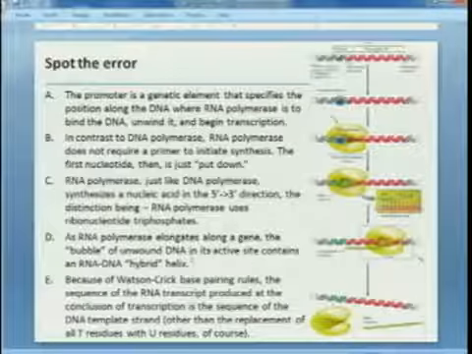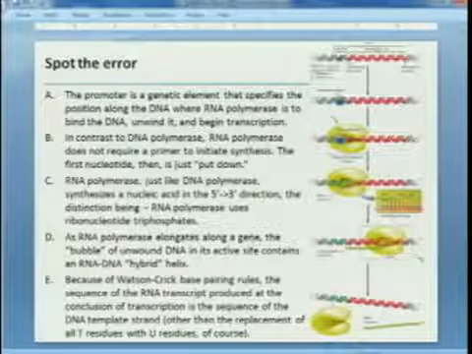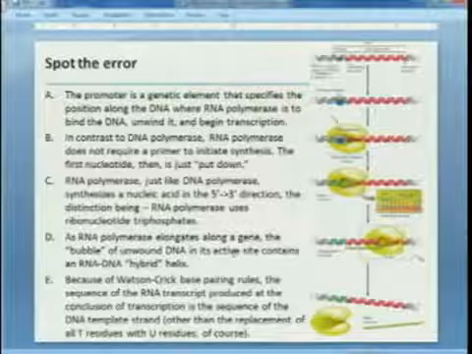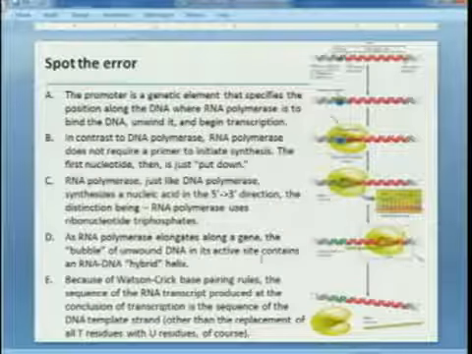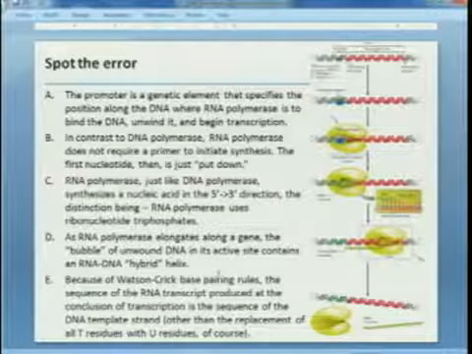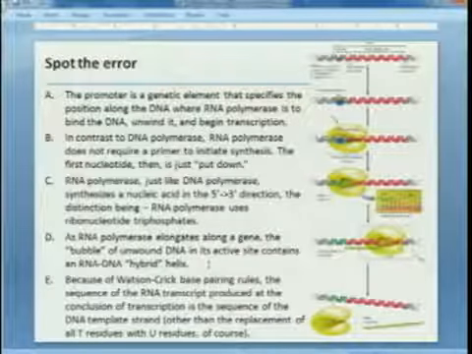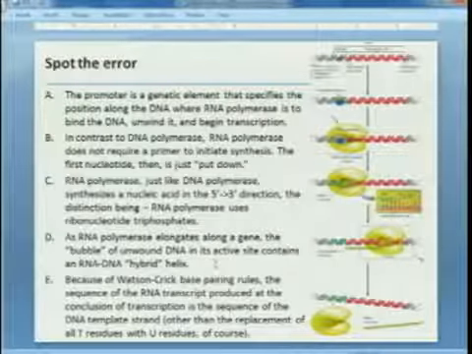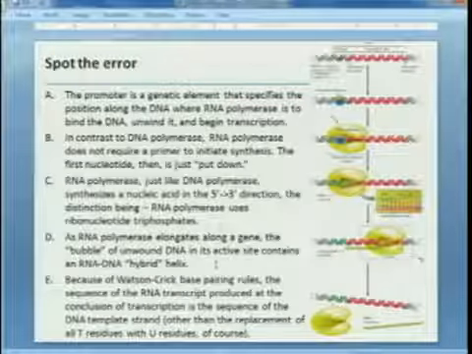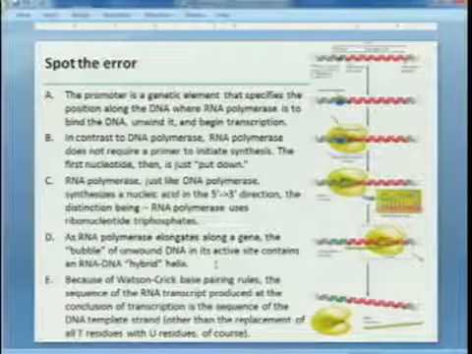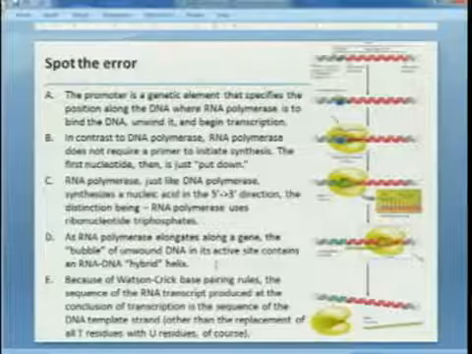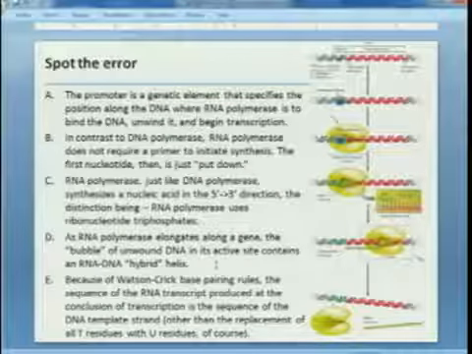As RNA polymerase elongates along a gene, says option D, the bubble of unwound DNA in its active site contains an RNA-DNA hybrid helix. And finally, because of Watson-Crick base pairing rules, the sequence of the RNA transcript produced at the conclusion of transcription is the sequence of the DNA template strand, other than the replacement of all T residues with U residues, of course.